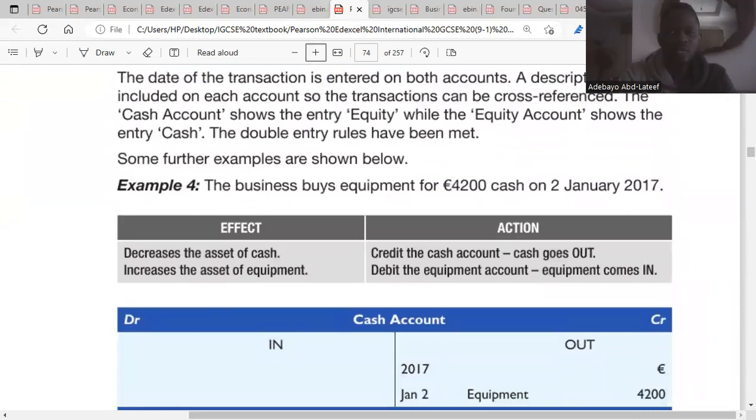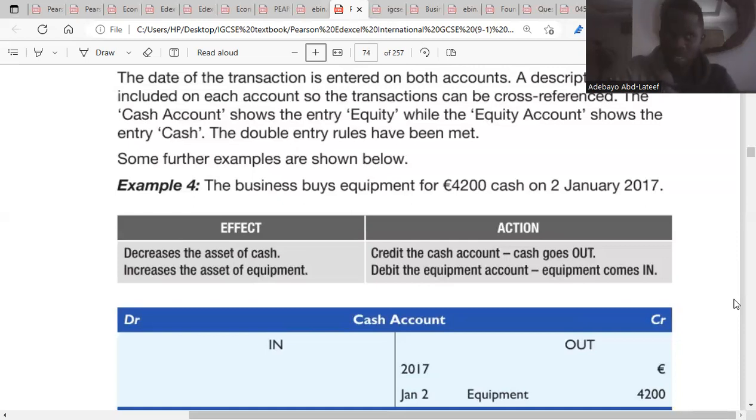Then the next transaction, they said: the business buys equipment for 4,200 cash on 2nd of January. So the business buys equipment. Equipment is an asset for the business, bought through cash. So the double entry here is that our asset of equipment has increased and our asset of cash has decreased because we've used cash to buy the equipment. Because cash is paying for the equipment, you credit cash, you debit equipment that has come into the business.